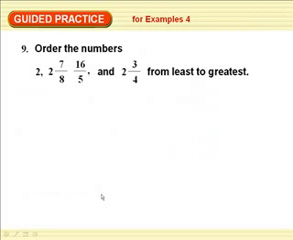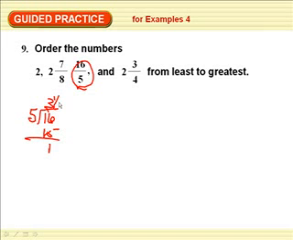Okay, number 9. Order the numbers. Again, let's put this one into a mixed number. That goes in there 3 times, which is 15. 3 and 1/3, that's the biggest. 2 is the smallest.